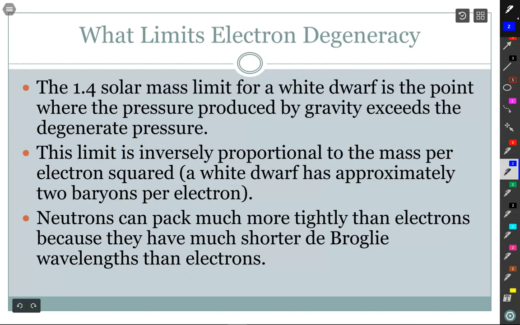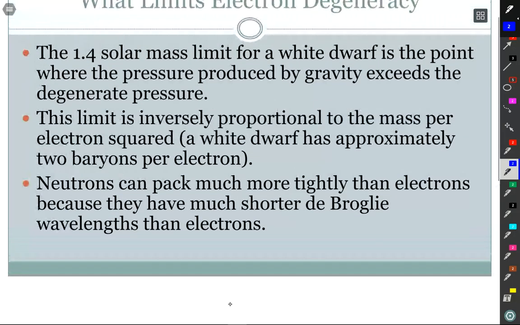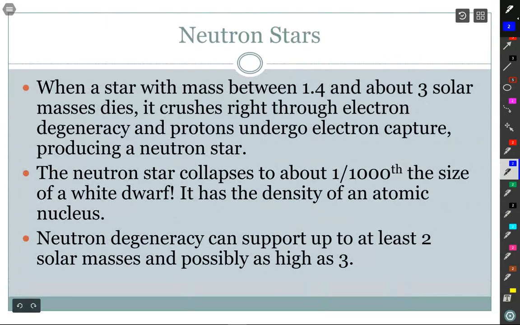Okay, so the reason that we're doing electrons here is because neutrons can pack more tightly. Yeah, neutrons have the shorter de Broglie wavelength. I was right, the de Broglie wavelength is longer for the electrons, and hence those are the ones that keep it from collapsing. The protons and neutrons would have much shorter wavelengths. They would be important if the electrons weren't there. So that takes us to the next step. If a star dies with a mass more than 1.4 solar masses, it dies differently.